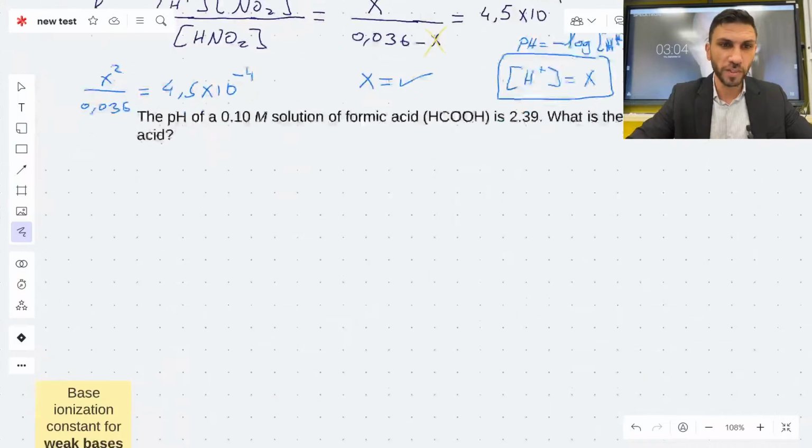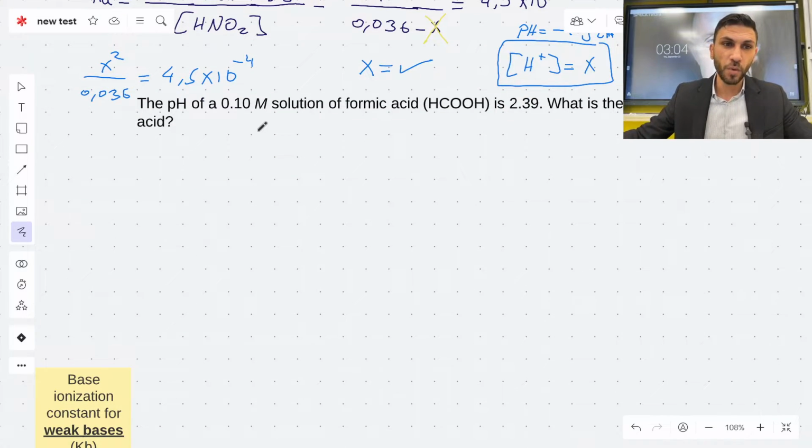Today we're going to have another type of problem, when you have the pH and the concentration, and in the problem they are asking you for the Ka. How is it going to be solved? The pH of 0.1 molar solution of formic acid, which is a weak acid, is 2.39. What is the Ka for this acid?